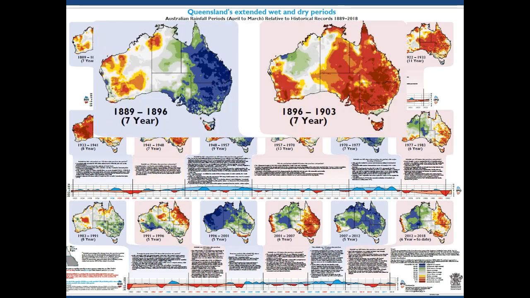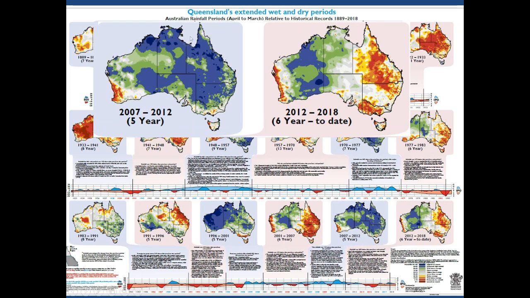So let's talk about a period that we know about, and that's pre-Federation, a very wet period here, 7 years, and our Federation drought, 7 years, and compare it with our most recent wet and dry period, the post-millennium drought, a 5-year period, and our current dry period to March this year.